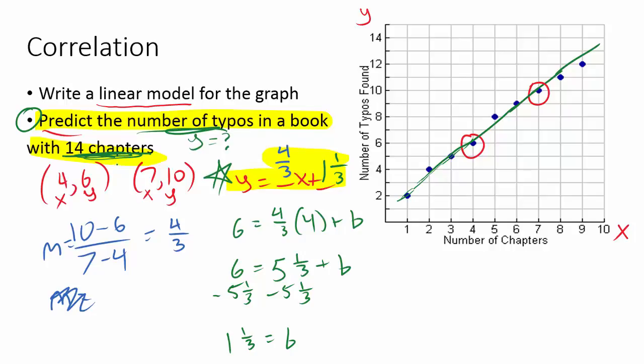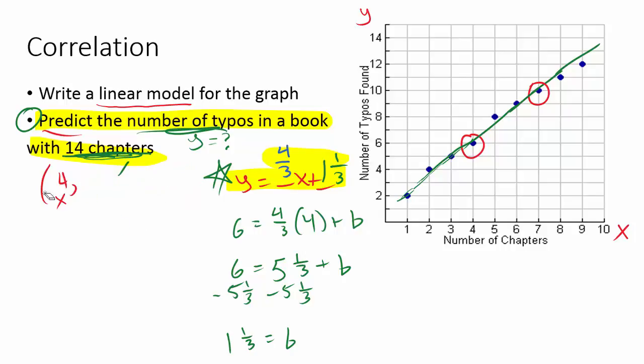In a book with 14 chapters, which is x, we're going to plug the 14 in for the x to find the y. So let's free up a little space here to do that. I'll have to get rid of this slope stuff here. And now to figure this out, we're going to go ahead and plug in our 14. We just said that was an x value. We're going to plug it in for x.